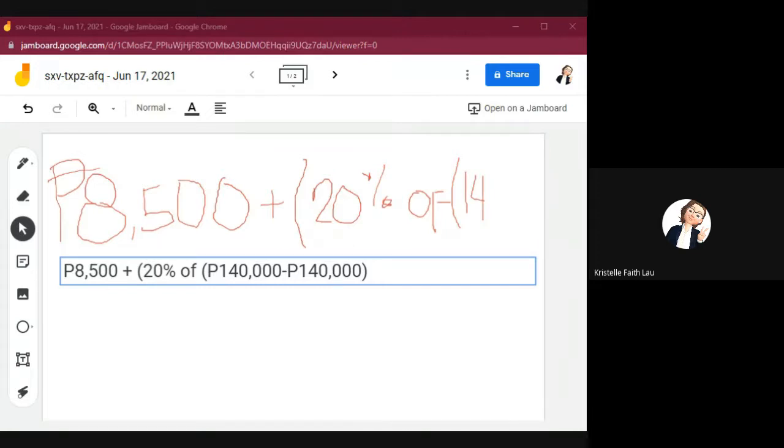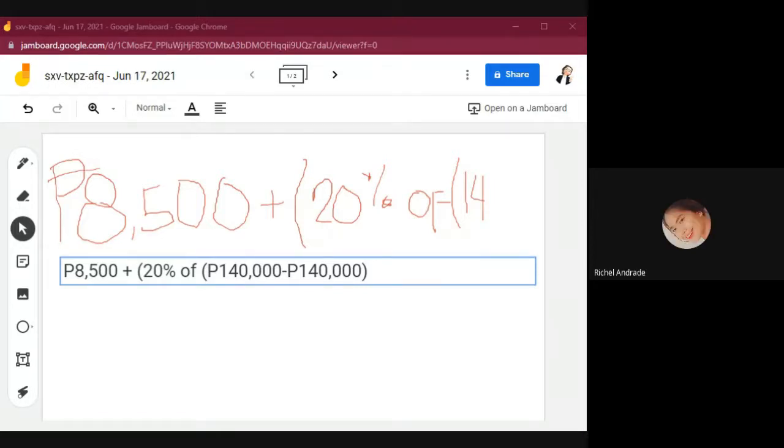Okay. So, my question is, what are the principles of a sound tax system? What are the different principles of a sound tax system? Can anyone answer it? What are the principles of a sound tax system?